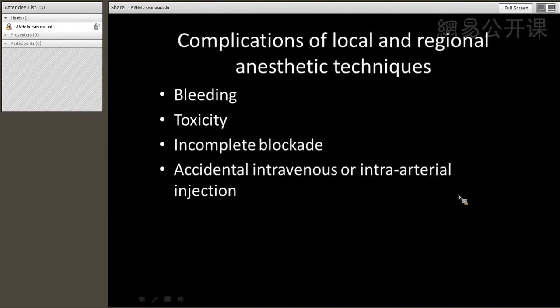So some complications of all of the local and regional anesthetic techniques are that you can get bleeding, you can get toxicity if you're using the wrong kind of local anesthetic in the wrong manner, for example, using bupivacaine IV, or if you're using large volumes. You can get incomplete blockade, so your block isn't going to work as well as you thought it would. And you can do accidental intravenous or intra-arterial injections, which could have some catastrophic effects on your patients. And the way to avoid that is always make sure you aspirate back before you inject.